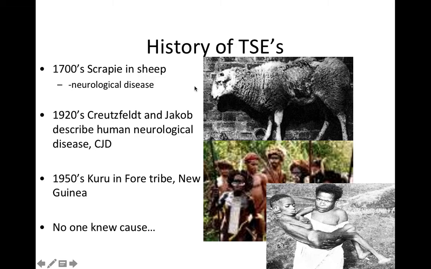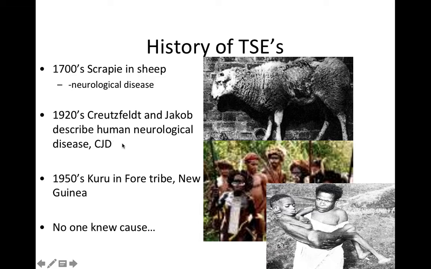Or it might be that because of the destruction in the cerebellum of the sheep and goats, they're off balance. And so they're actually scraping themselves along fences or barns, trying to stay upright. That might be another reason for that. And then in the 1920s in Europe, Creutzfeldt and Jakob described a fatal neurological disease.